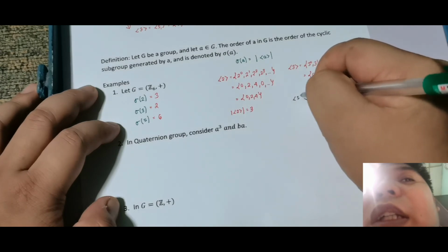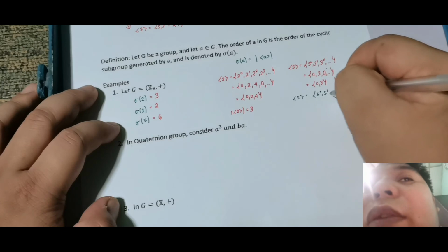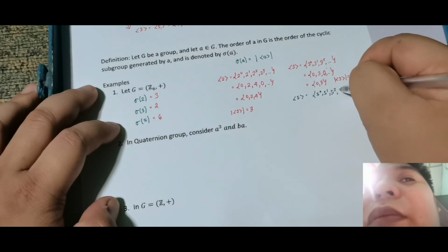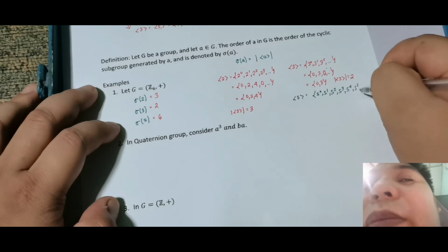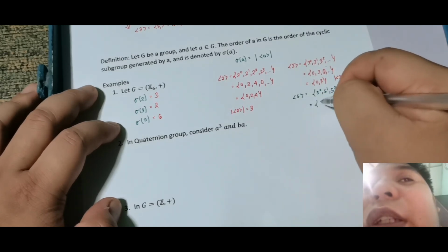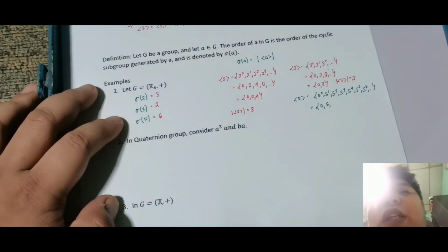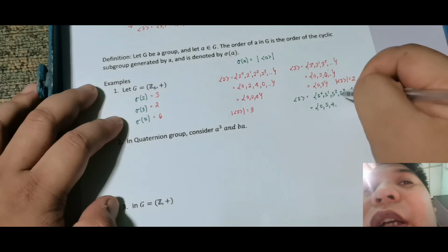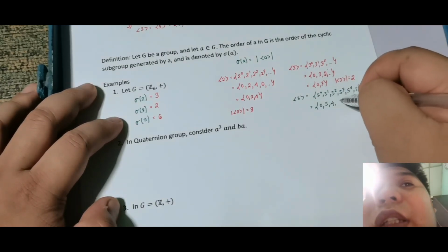So, cyclic subgroup generated by 5 is equal to 5 raised sa 0, 5 raised sa 1, 5 raised sa 2, 5 raised sa 3, 5 raised sa 4, 5 raised sa 5, 5 raised sa 6, and so on. So, 5 raised sa 0 is 0, 5 raised sa 1 is 5, 5 raised sa 2 is 10, modulo 6, that is 4. Okay, 5 raised sa 3, that is 15, modulo 6, so that is 3.